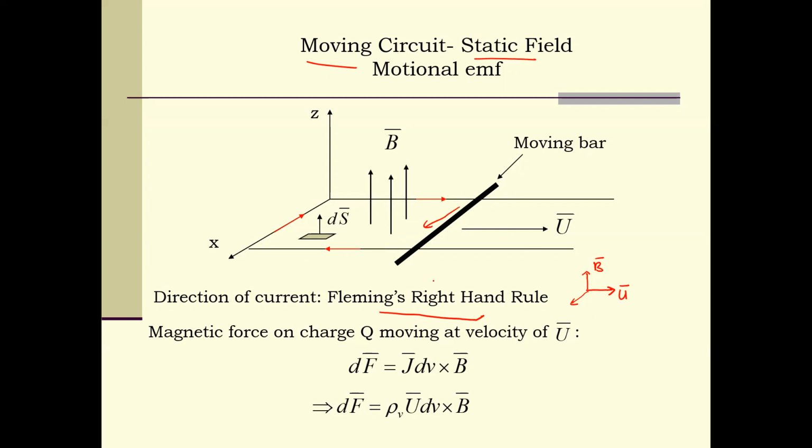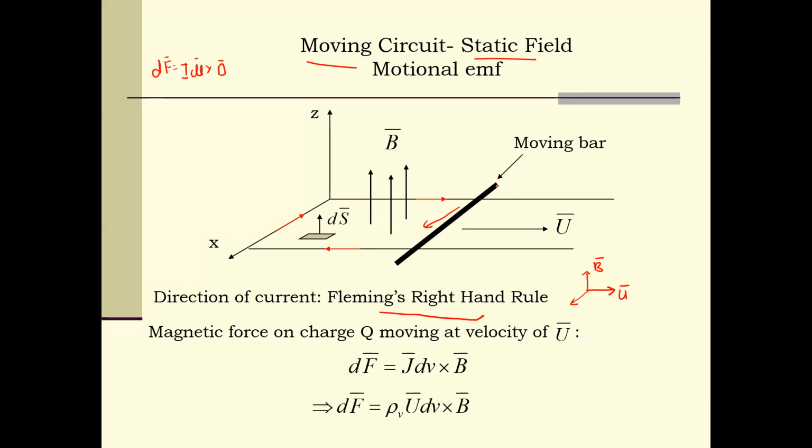For now, we're going to proceed with the formulations of equations that govern the motional EMF. We start with the magnetic force concept, which has been learned previously. For the magnetic force, we have the equation dF equals I dl cross B. This is the basic equation related to the filament current.